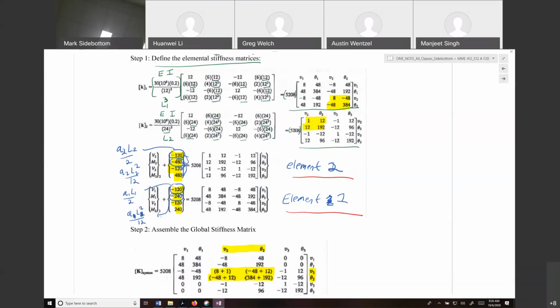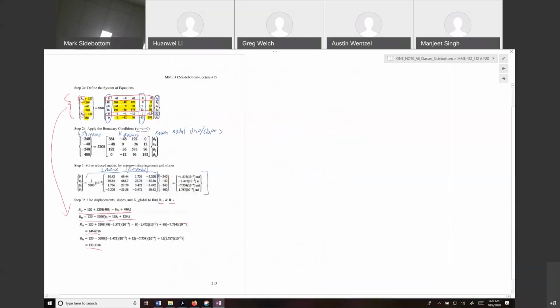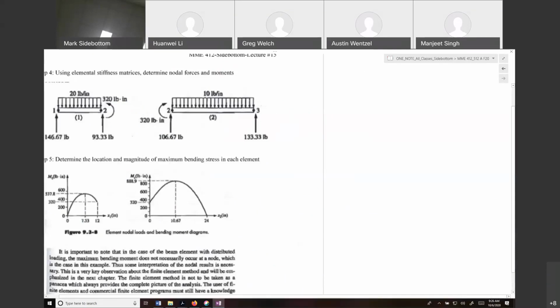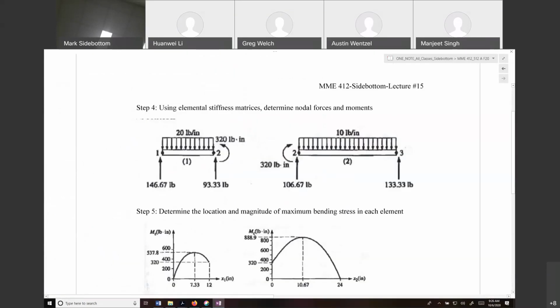So we know everything on the right-hand side of the equation now. We just need to calculate the nodal forces and moments. So if we do that using these two equations here, we should be able to calculate our forces and moments, which are shown here.